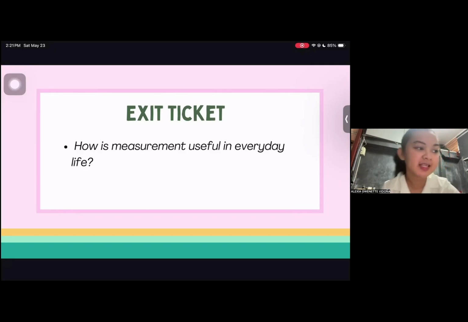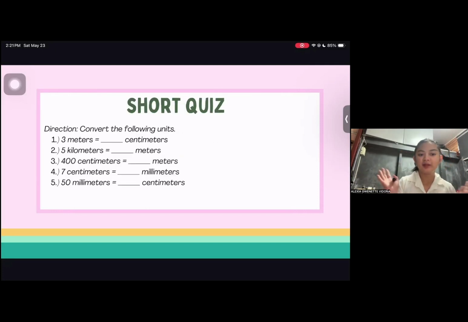So now class, let's check what you have learned from our lesson through a short quiz. So kindly get 1/4 sheet of paper and answer our quiz. So once you are done answering, kindly pass your papers. Are you done?